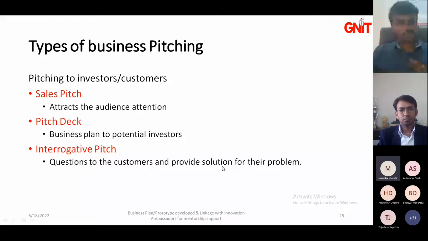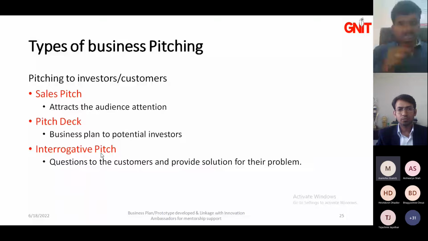So just go to the public and ask questions: what is the problem you are facing? Some people say that their leg is paining. So for what age group of people is this leg pain there? Make a survey. In this area, of some 100 people, 75 people have leg pains. So I need to give a solution for those leg pains. You have to create a chemical, an ointment for that. So that is called interrogative pitch.